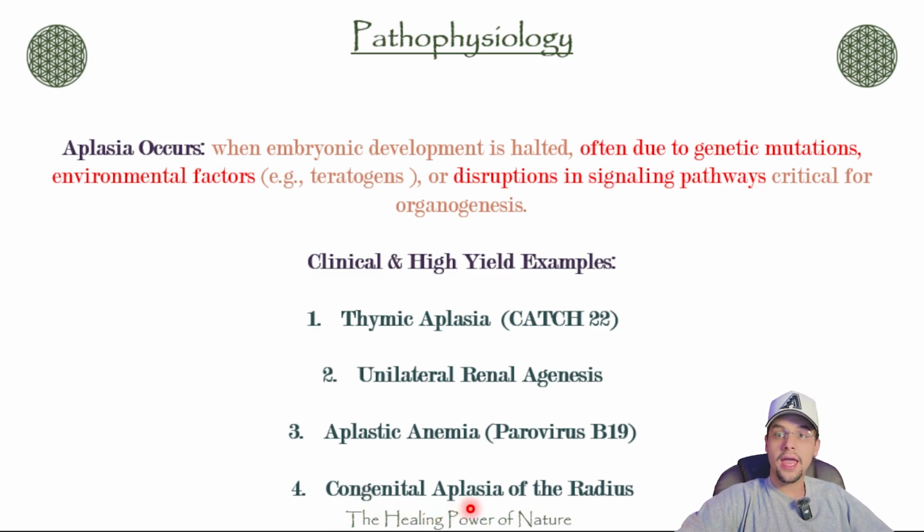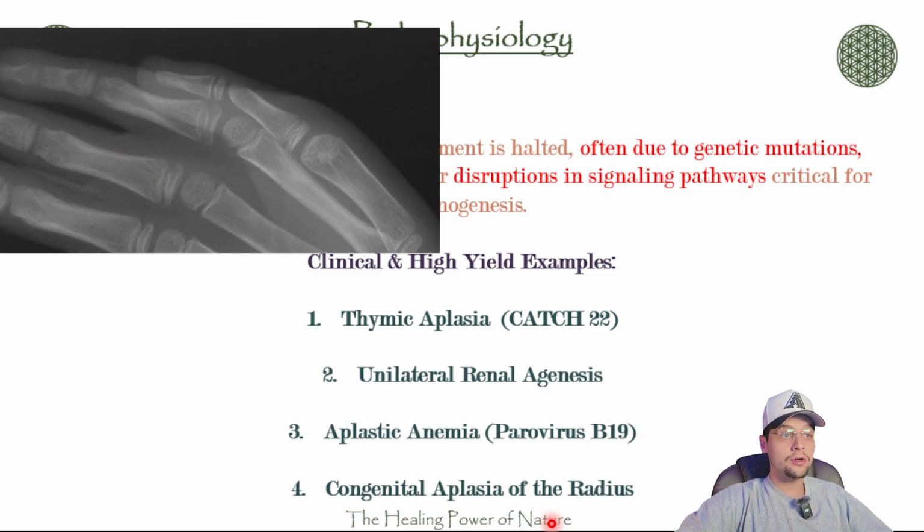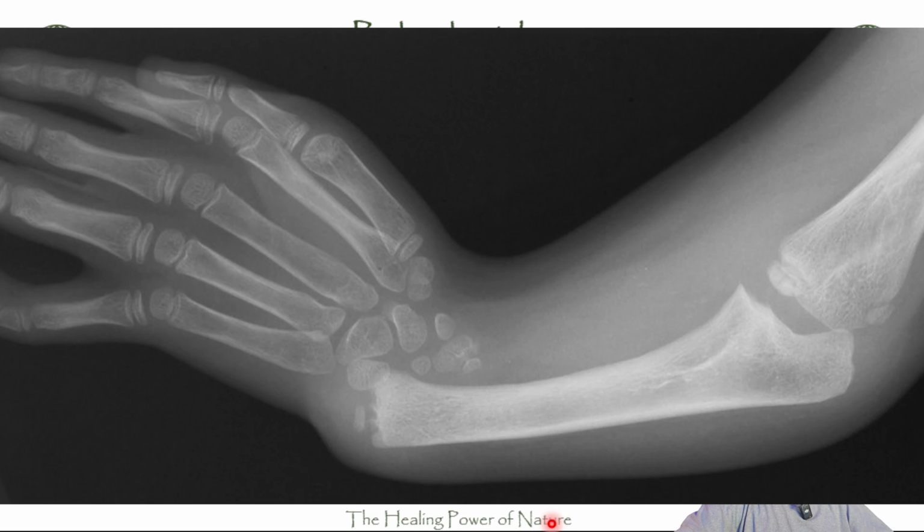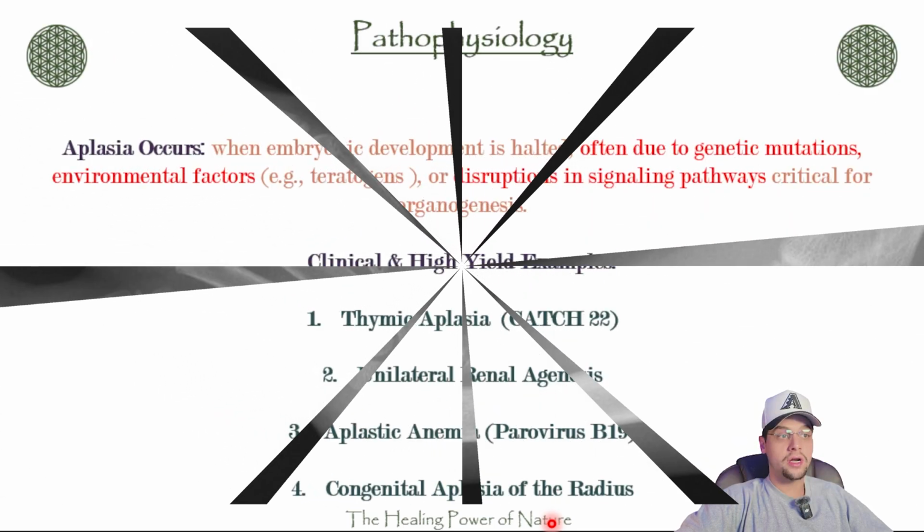Additionally, congenital aplasia of the radius. Congenital, meaning of birth, aplasia, without formation of the radius. So causes: genetic or harmful substances to the body. Clinical features: absence of the radius bone in the forearm, often seen with other congenital syndromes.